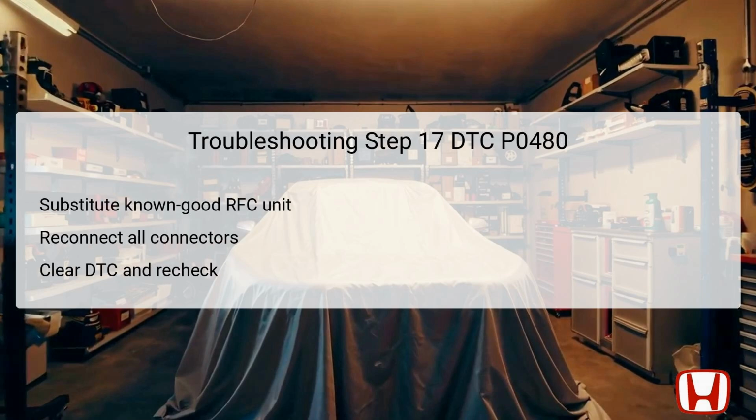The final step introduces a substitution method to conclusively test the RFC system integrity. To do this, a known good RFC unit is obtained and installed into the vehicle. Once the substitutions are made, carefully reconnect all relevant connectors to ensure no additional issues arise from disconnection.